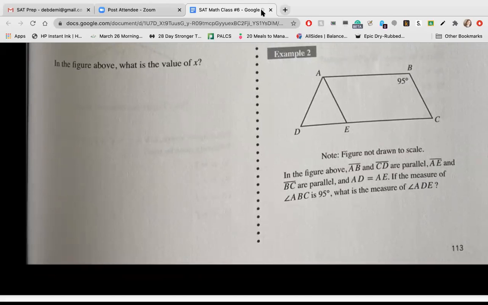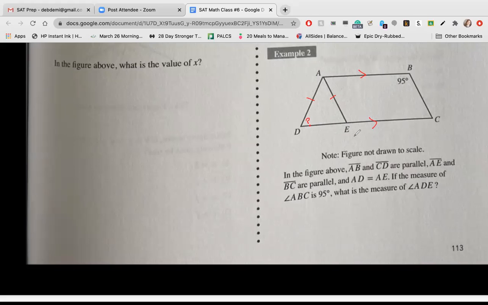So let's do that. It says in the figure, AB and CD are parallel. So these are parallel, AB, CD. And if you don't want to listen to me, you can just do it yourself. AE and AD is equal to AE. So these are equal. If the measure of ABC is 95, what is the measure of angle ADE? There we go.